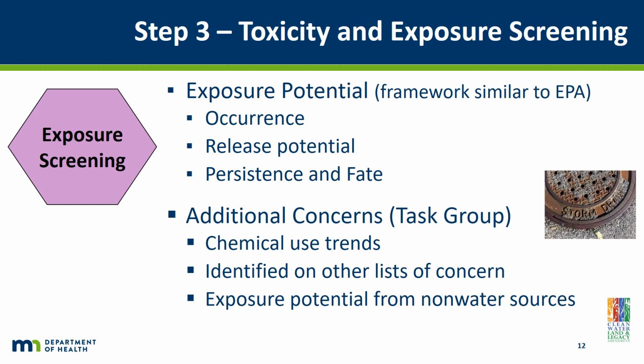The task group recommended expanding EPA's scoring approach for exposure to include trends in chemical use. For example, is the use expanding? Another addition is the presence on lists such as the USGS's Tier 1 and Tier 2, or California's list of biomonitored chemicals. Another expansion includes determining whether there is high potential for exposure from non-water sources, such as consumer products, so that the total exposure potential is also considered.